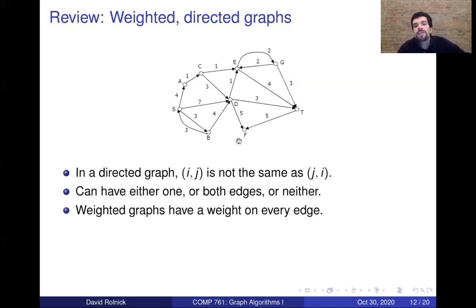Weighted graphs have a weight on every edge. In this particular example, the weights are the same going in both directions. They wouldn't have to be. If you have two edges ij and ji, they could have different weights potentially.